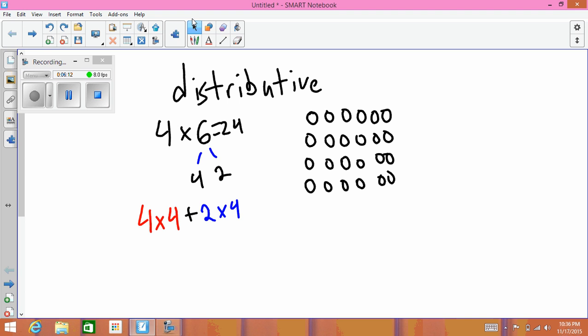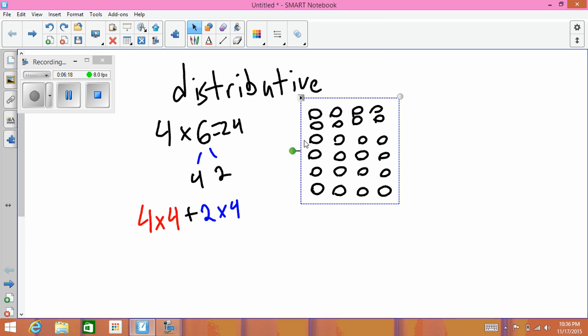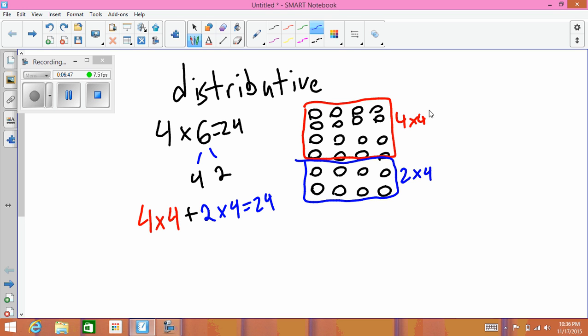To model this part of it, I'm going to take my array and flip it around so that I can show you that even though I've decomposed my 6 instead of my 4, the distributive property is still true. So 4 groups of 4 looks like this. There's 1, 2, 3, 4 groups of 4. And that would be 4 times 4. And 2 groups of 4 looks like this. And if you add 16 and 8, the product is still going to be 24.